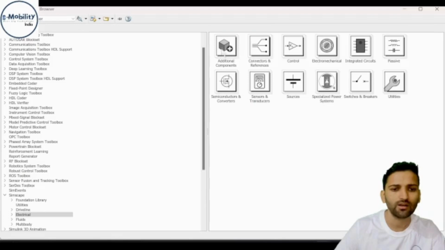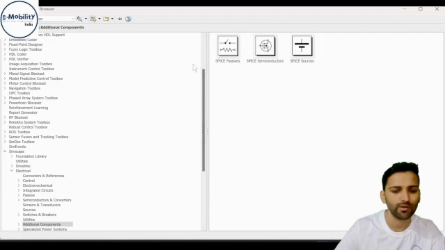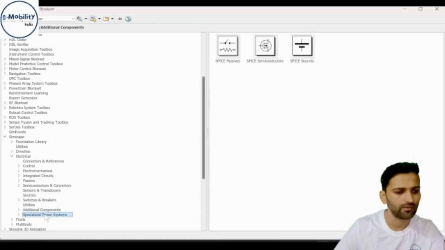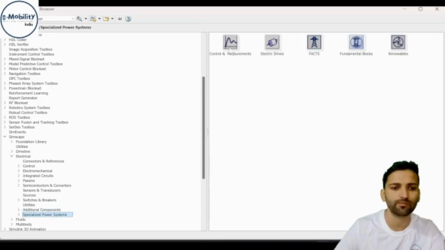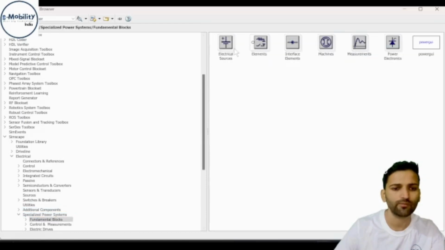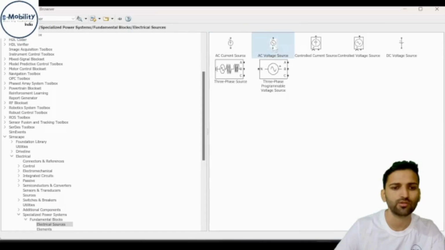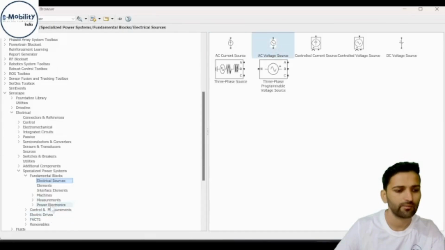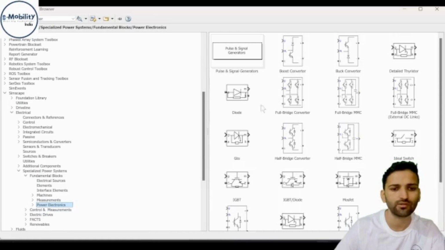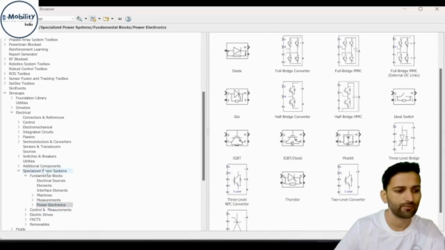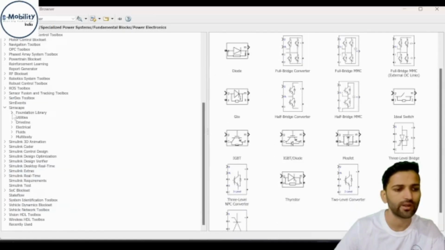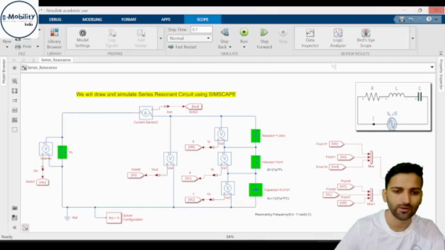In electrical, I use the simple components or the P-spice components, which are known as specialized power system. These are the fundamental blocks, and here I have used the sources, and in machine and in power electronics, I have used these kinds of devices. So this is Simscape and I have taken every component from this place only.